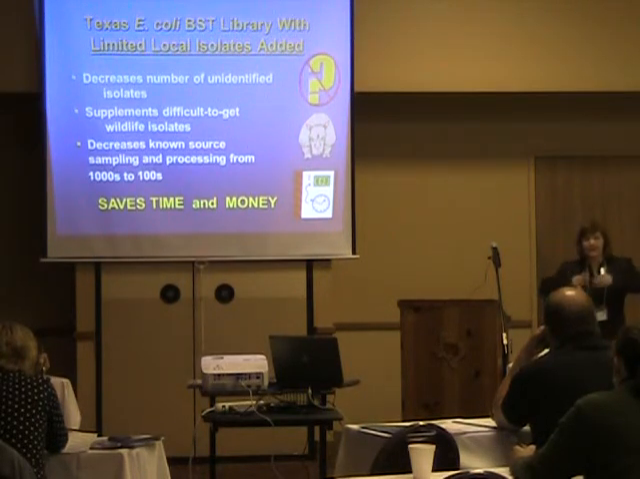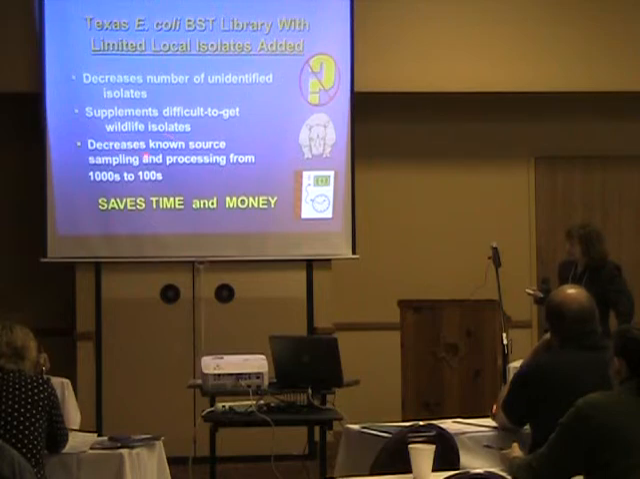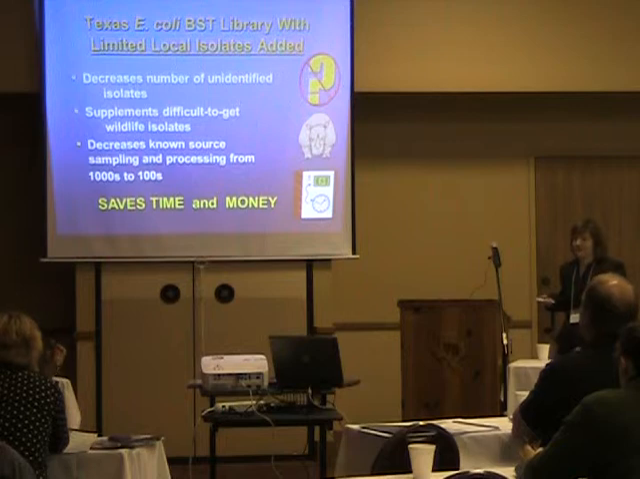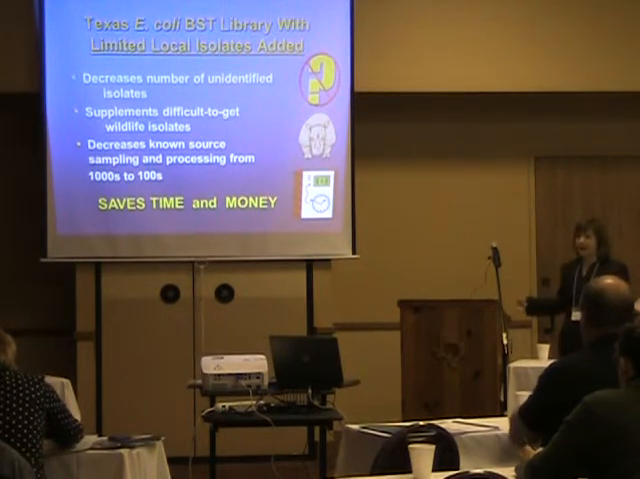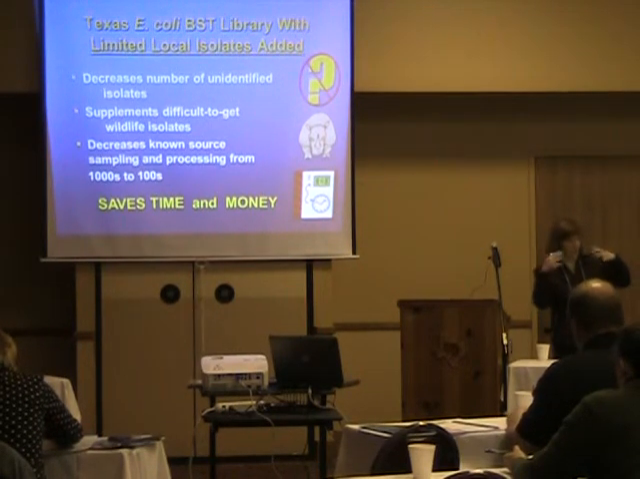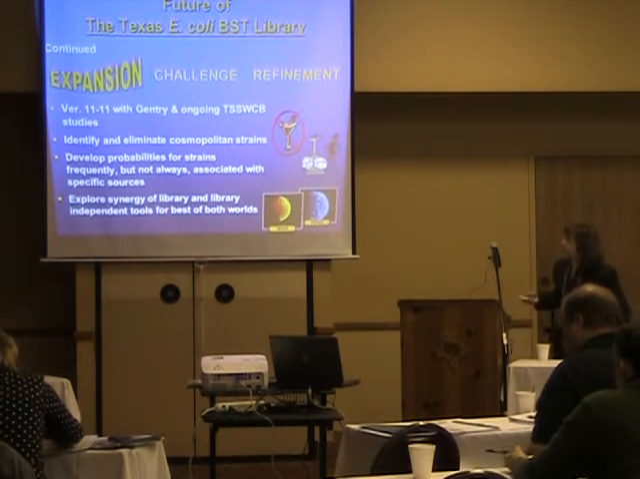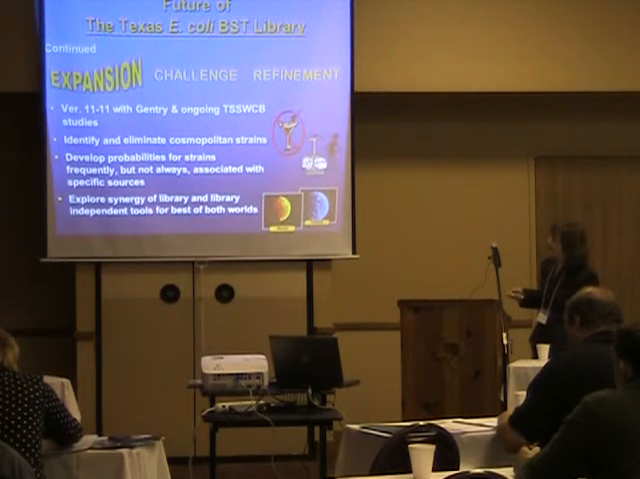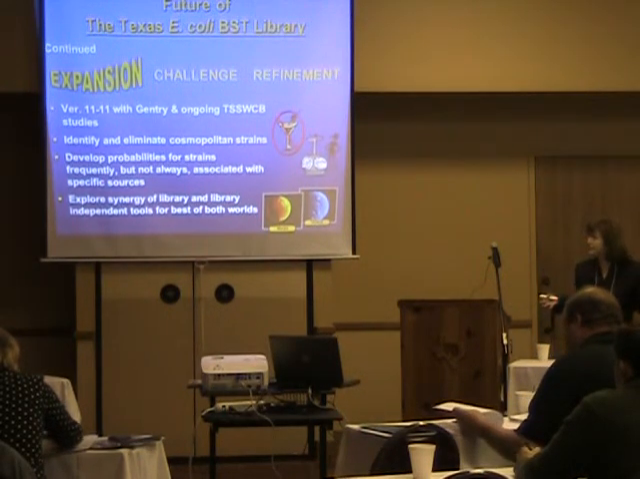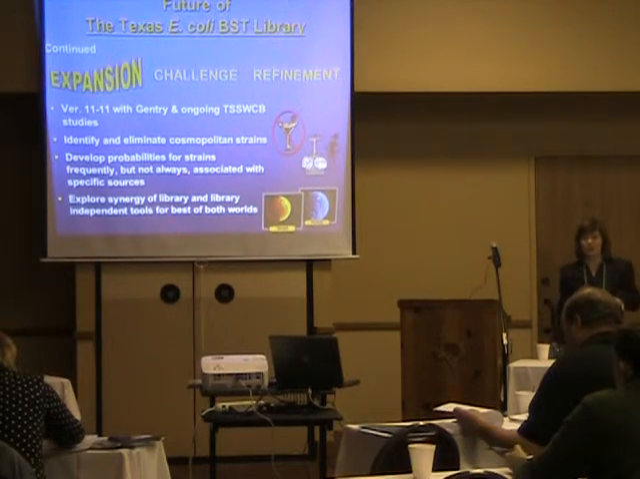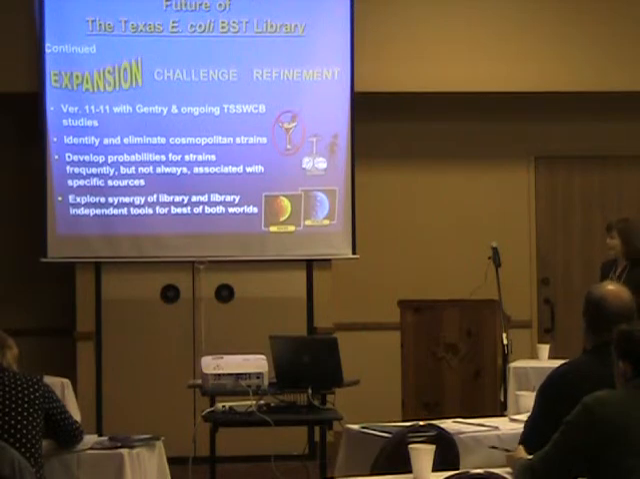It decreases the known source sampling. Large libraries are just too expensive and too costly. But this way, you can decrease the known source sampling and processing from thousands to hundreds. So you're saving that time and money. We keep adding more isolates every time we do a study, and we keep refining. So for the future of the Texas E. coli BST library, we're going to continue to expand, continue to do those challenges, and continue to try to refine this library.